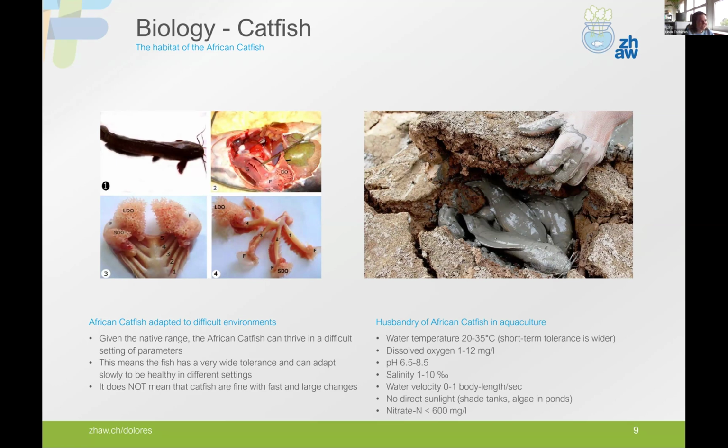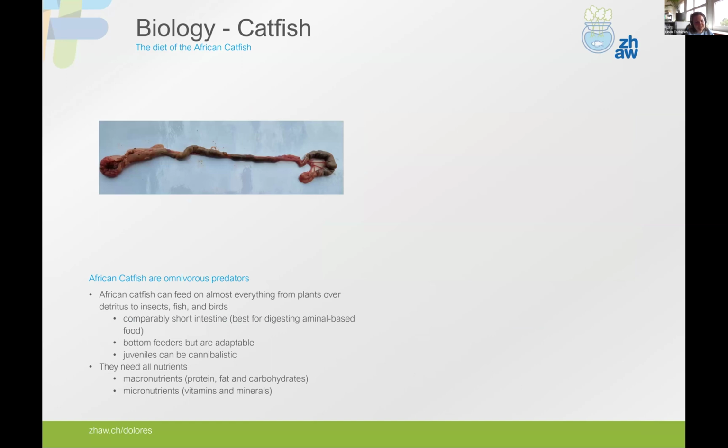Compared to the tilapia, the catfish is omnivorous, but has a lot of animal-based protein in their food. So that one here is a catfish stomach in front, and then the intestines, you can see, are far, far shorter than the one of tilapia. They are bottom feeders, so they like to be on the ground, muddle around a bit. And if they're juveniles, they can be quite cannibalistic. So if you buy small fingerlings, this can be a problem in the beginning.